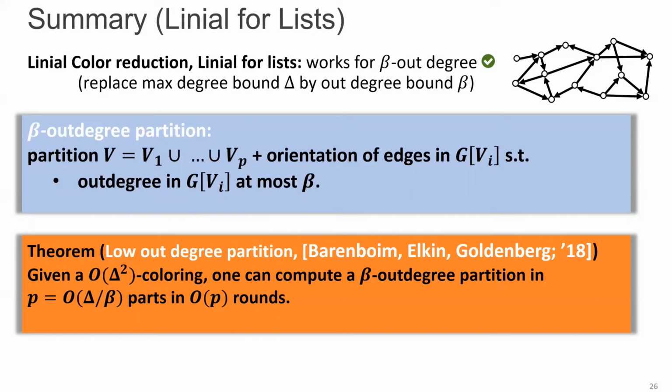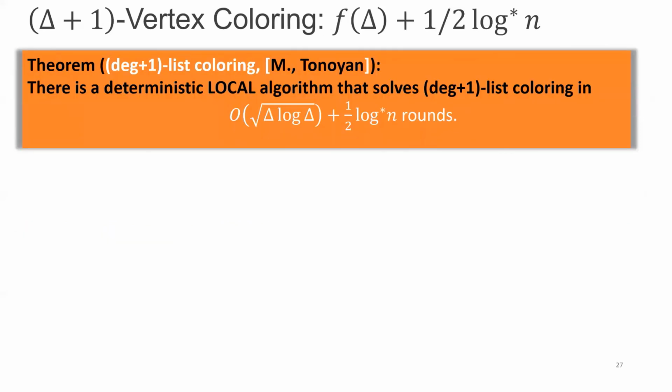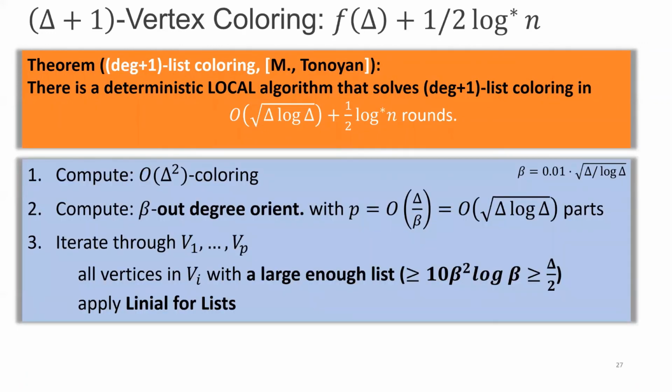So this is everything that we need to present our main result, our main algorithm. Here I stated the result for degree plus 1 list coloring in roughly square root delta time plus log star n. But I will only talk about delta plus 1 coloring now. So the algorithm works as follows, and you almost have the whole algorithm on this one slide. You first compute an order of delta squared coloring, for example, with Linial's algorithm. Then you compute a beta out degree orientation for the right choice of beta.